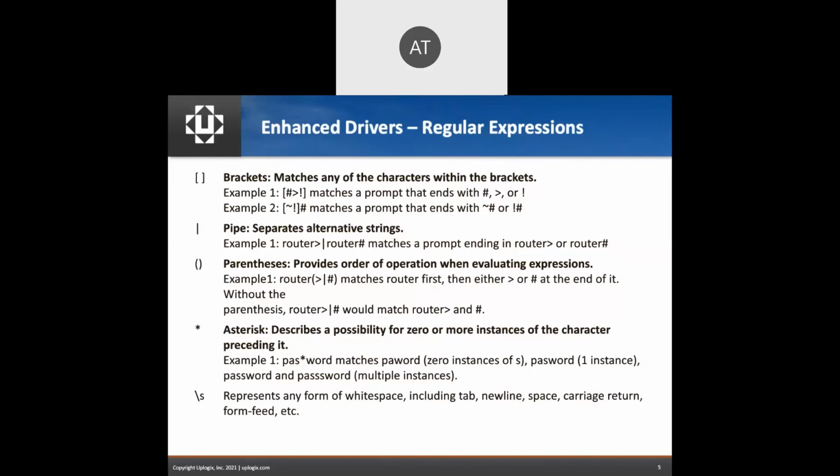The parentheses lets you group them together and give it a preference of recognizing things. And then the asterisk is a kind of wild card character like you're used to, where it'll match 0 or more instances of a certain character. The /s represents white space, so that could be a tab or a space or a new line or whatever. So this is all just to help you build out some regex that's going to recognize the prompt on the system.